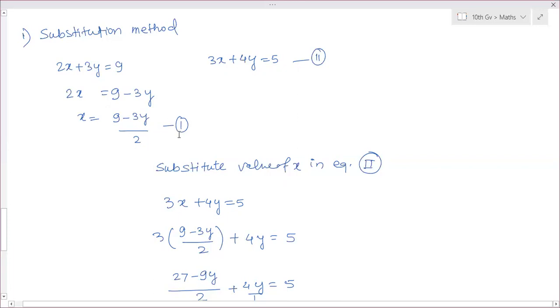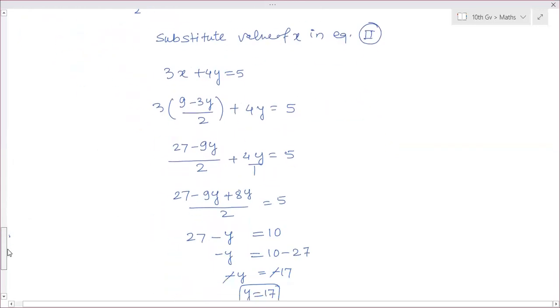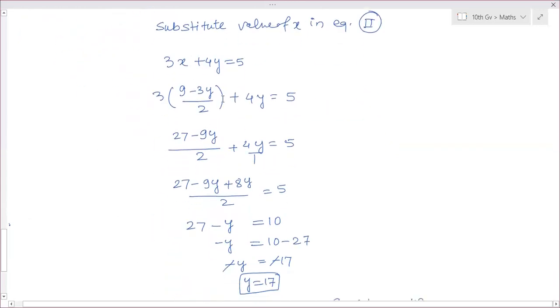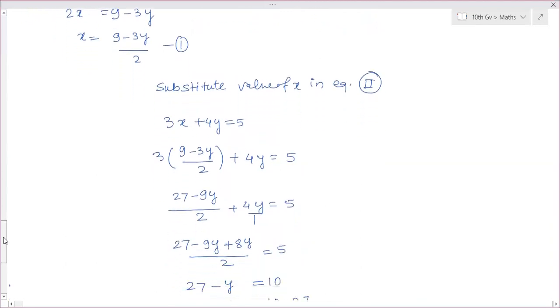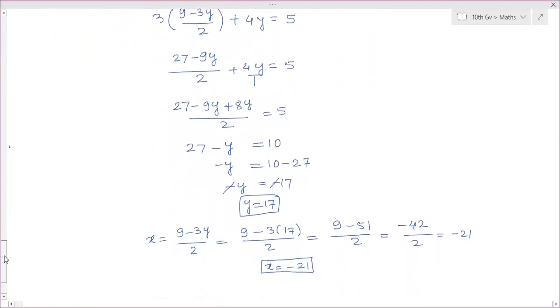We have considered this as the first. Now substitute the value of x in the second equation. After substituting, we have to keep simplifying. Now we get the equation in one variable, that is only in terms of y. Now we can solve. We have converted a two-variable equation into a one-variable equation. Then by simplification, we will get the value of y as 17. And this value of y, again in the first equation, we have to substitute to get the value of x. So this is the way we have to solve it. But here, be very careful with the sign values.